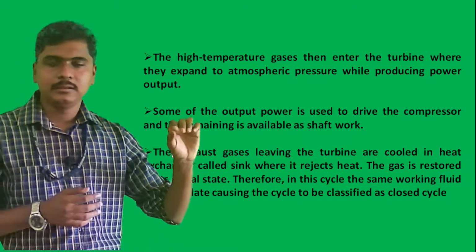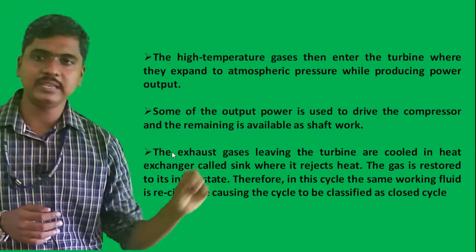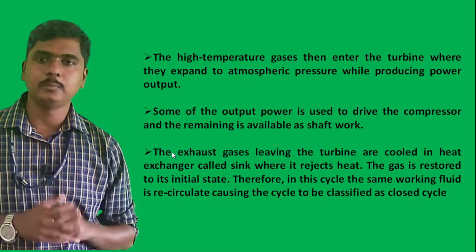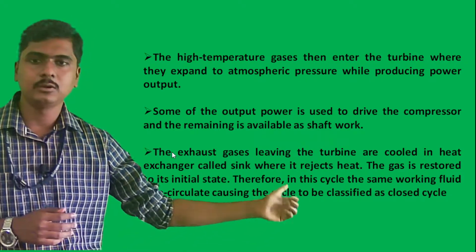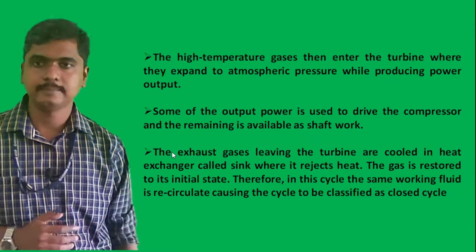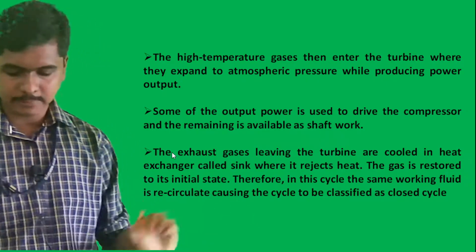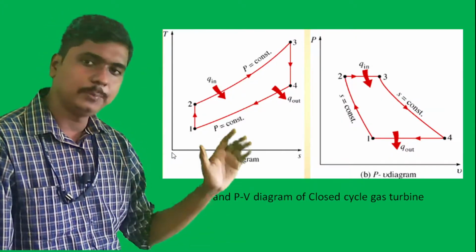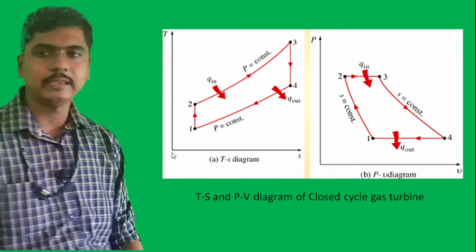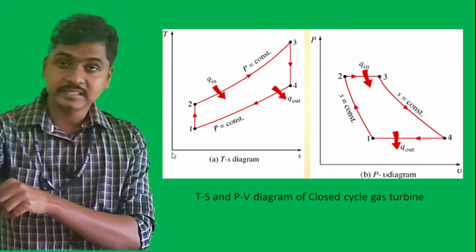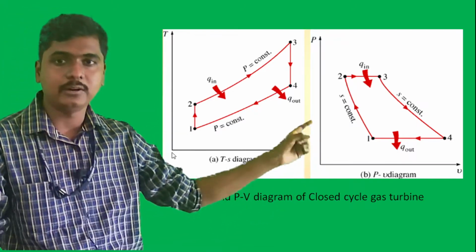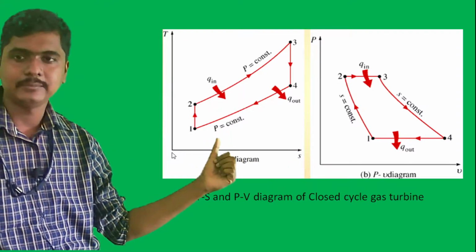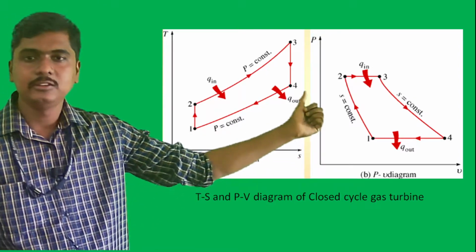In this manner the recirculation of the same gas will take place again and again throughout the cycle through different components. That's why this is termed a closed cycle gas turbine. So that is the working principle of the open cycle and closed cycle gas turbine. The PV diagram and TS diagram will also remain the same as in the case of the open cycle gas turbine. The only difference is, you observed in the open cycle gas turbine the 4-to-1 process was a dotted line, but here you can see a solid line.